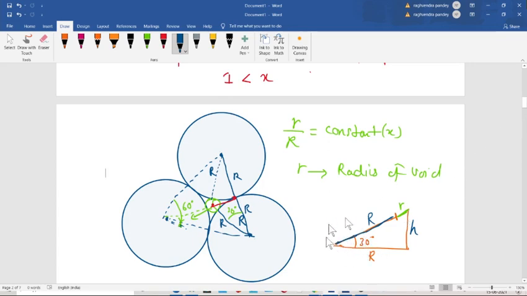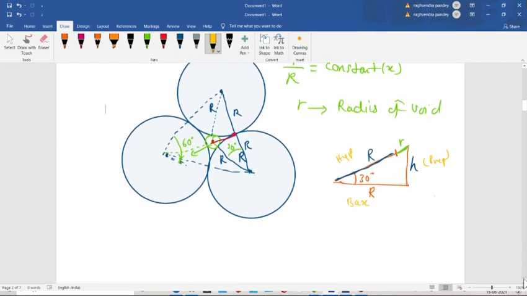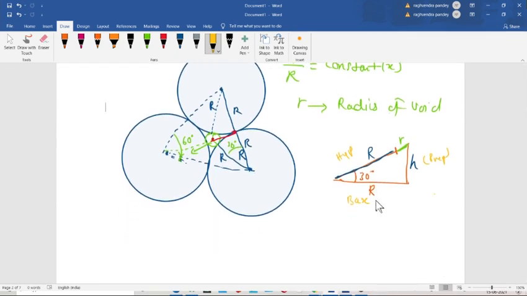What is this angle? This is sine, cosine, tangent. Between R and R, suppose you can take it as a hypotenuse. This is your hypotenuse, this is your perpendicular, this is your base. So what is base upon hypotenuse? Everybody should calculate, then you can remember that one. Otherwise you will forget after 2-3 classes.